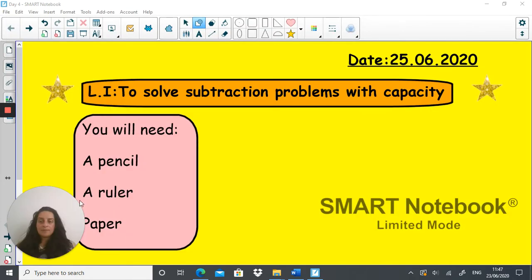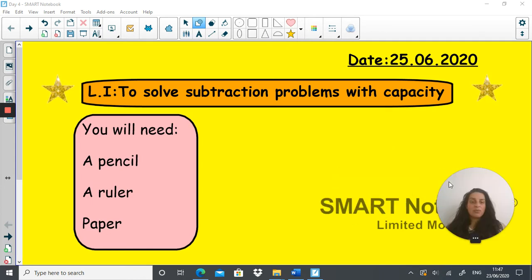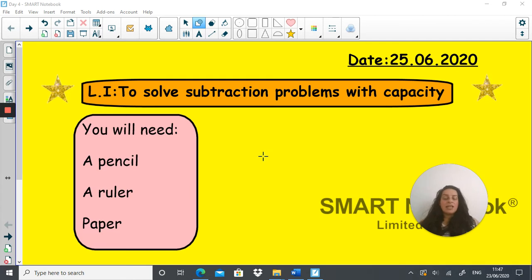Minimize me. Today's date is the 25th of June 2020. It's a Thursday, and the NI is to solve subtraction problems with capacity. And you'll need a pencil, a ruler, and a piece of paper before we get started. So make sure you've got them in front of you, and we can make a start.